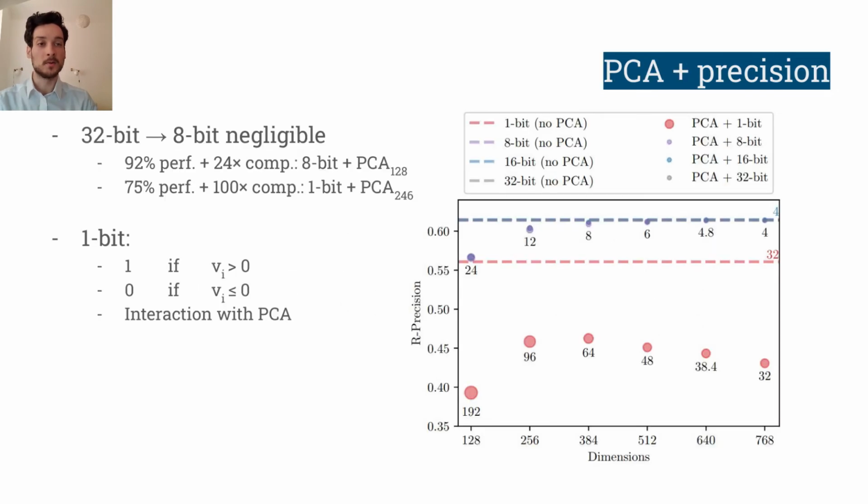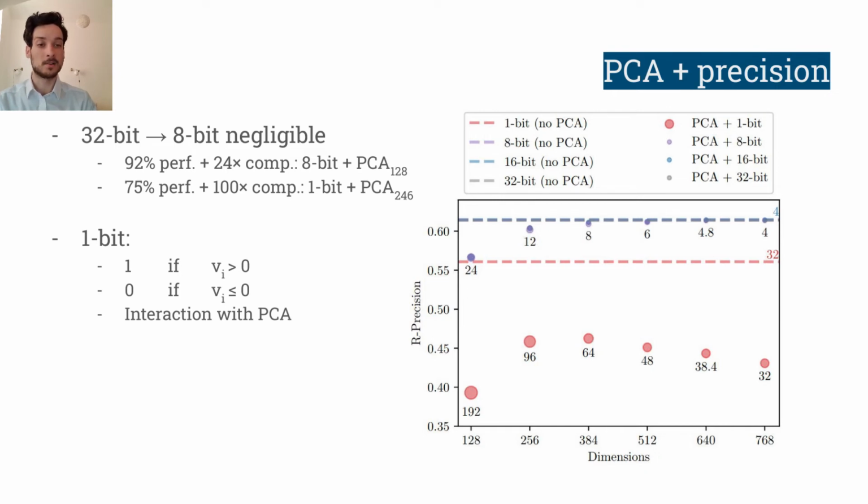Another standard way to reduce the size of the data is to simply use lower numerical precision. This can also be combined with the dimension reduction methods such as PCA. Then it becomes a trade-off between the compression ratio and the performance loss. We find that 8-bit precision is almost as good as 32-bit precision, and we can combine that with PCA to 128 dimensions, and get 24-fold compression with 92% of the original performance. We also try just 1 bit per dimension.